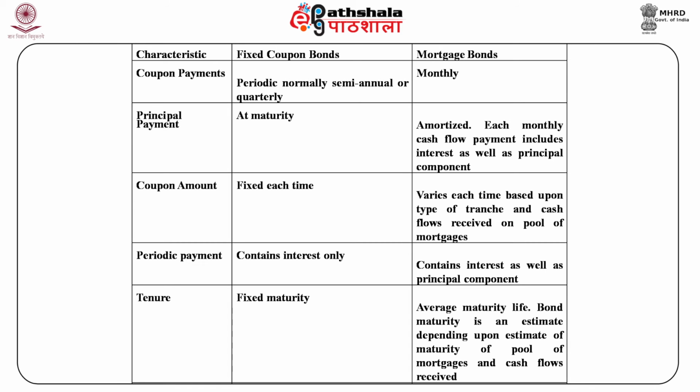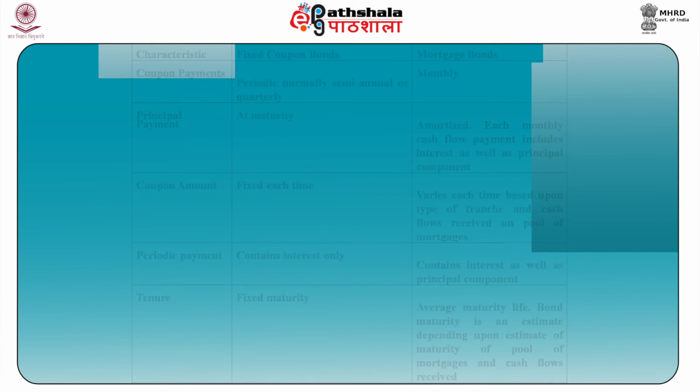Third, coupon amount. Fixed each time in fixed coupon bonds. Next, in mortgage bonds it varies each time based upon the type of tranche and cash flow received on the pool of mortgages. Periodic payment. Contains interest only in fixed coupon bonds, and contains interest as well as principal components in mortgage bonds. Tenure. Fixed maturity, versus average maturity life. Bond maturity is an estimate depending upon the estimate of maturity of the pool of mortgages and cash flow received.